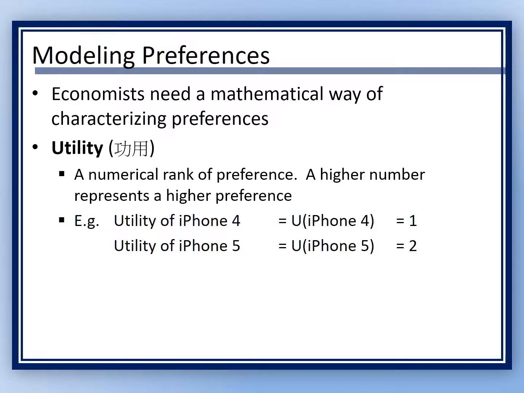Economists use a fancy function U to represent utility, but ultimately it just gives you a number. What the function does is simply give you a number that represents how preferred they are. 1, 2, 3.